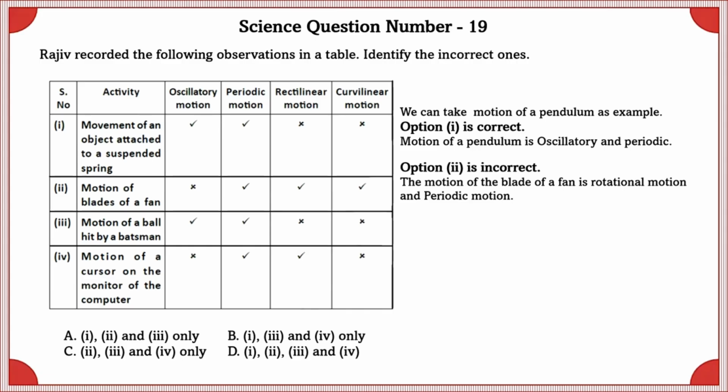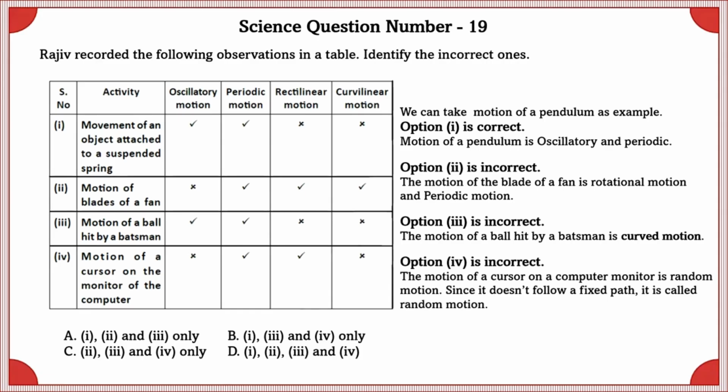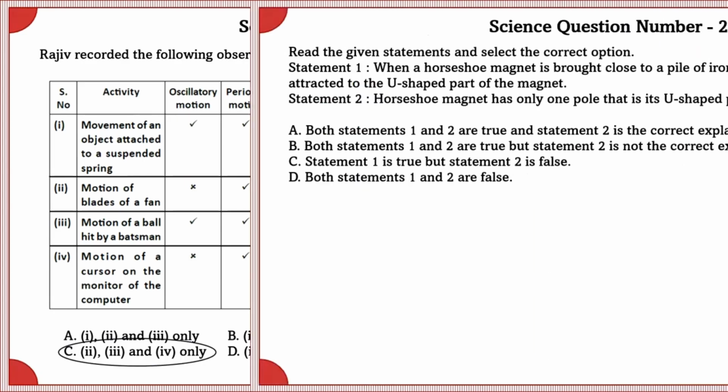3. Motion of a ball hit by a batsman. Option 3 is incorrect. The motion of a ball hit by a batsman is curved motion. Motion of a cursor on the monitor of a computer. Option 4 is also incorrect. The motion of a cursor on a computer monitor is random motion. Since it does not follow a fixed path, it is called random motion. So the incorrect ones correspond to the C option.